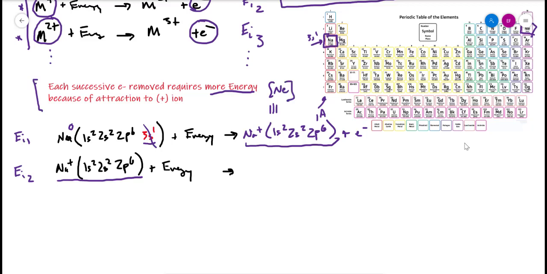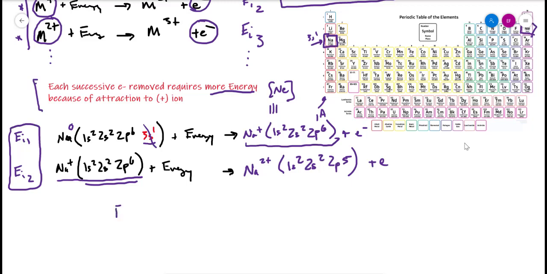So we know noble gases are really, really stable because they have this nice complete shell. So now we're trying to yank an electron out of that. Of course, that's going to take more energy, so we'll end up with sodium 2 plus with 1s2, 2s2, 2p5. So we're actually pulling an electron out of the next lower shell and destroying a noble gas configuration. So you can make the prediction here that the second ionization energy is going to be much, much larger. It's going to take a lot more energy to remove that than it would the first time.